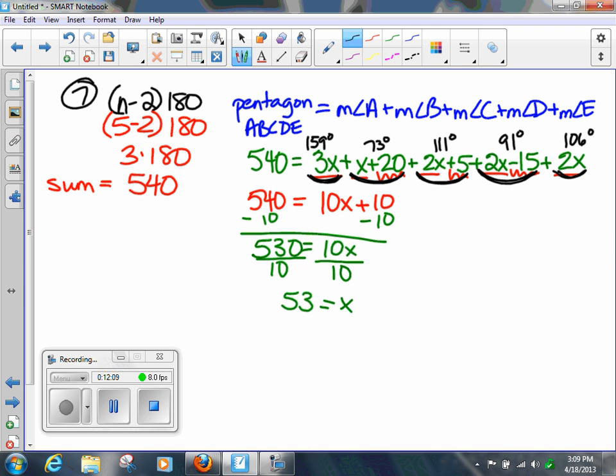Okay. What better happen with those values I just wrote up there in black? They better equal 540 degrees, do they? Yeah. Take 159 plus 73 plus 111 plus 91 plus 106. It does. Hallelujah. So I know that I have the correct angle measures. Do you guys agree? Yeah.